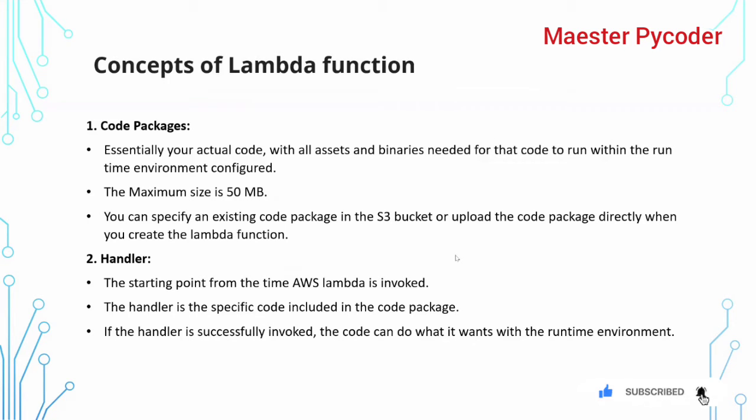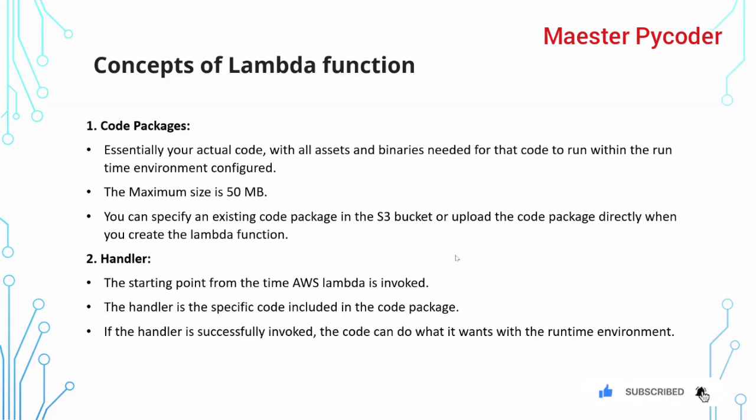Code packages. Essentially your actual code, with all assets and binaries needed for that code to run within the runtime environment configured. The maximum size is 50 megabytes. You can specify an existing code package in the S3 bucket or upload the code package directly when you create the Lambda function. Lambda then stores your code in an S3 bucket managed by the service. Either way, AWS Lambda pulls the code from the S3 bucket every time the function is invoked.